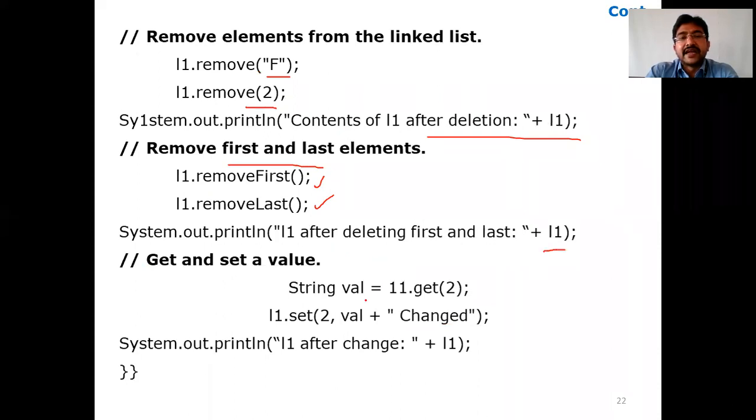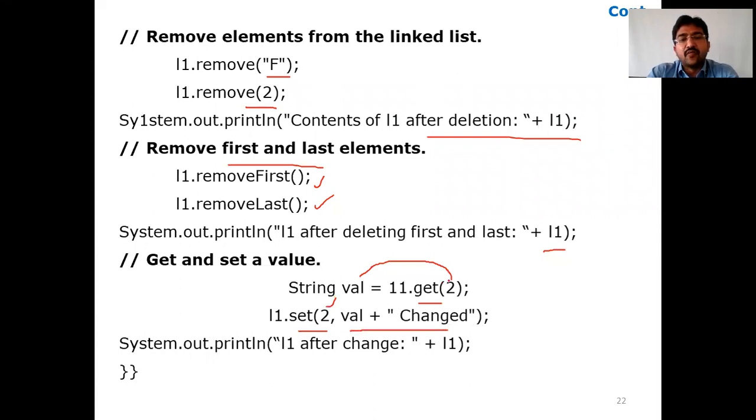And we can get the element at the second position and assign it. How to get that element? We have a method called get. Whatever the second position element is, we get it and store it in val. We can also set the second position element. What is the syntax for get? get(index). How to set the elements? set(index number, followed by the second parameter, a value).